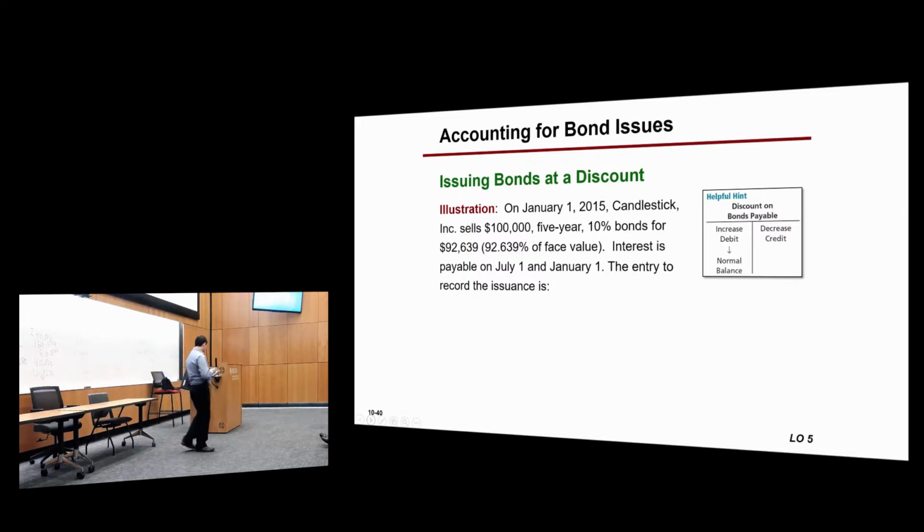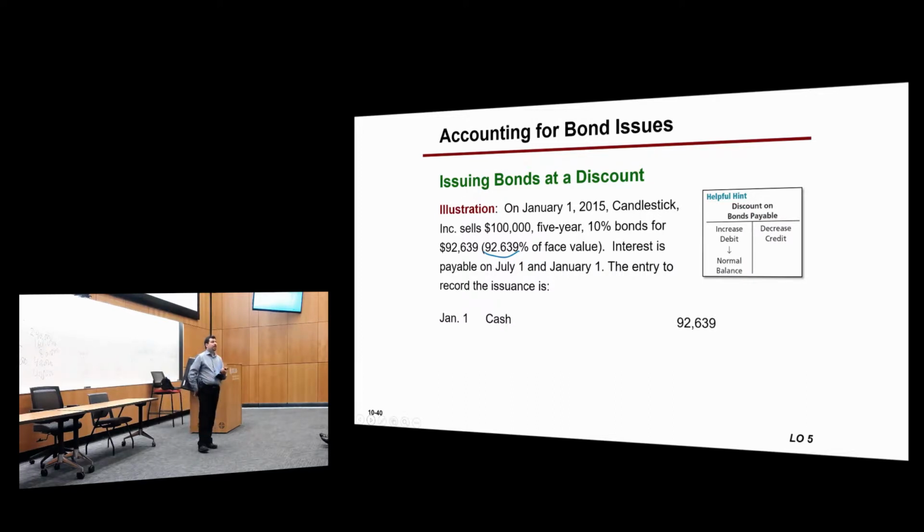In this example, the company is selling the same bond, however, here they are selling it at 92,639. So how much cash will the company receive? 92,639. This is the amount of cash that will be debited. That's how much the company will receive in cash.